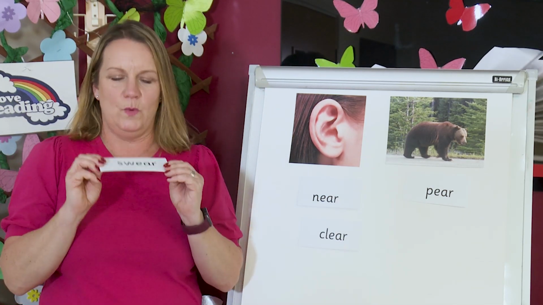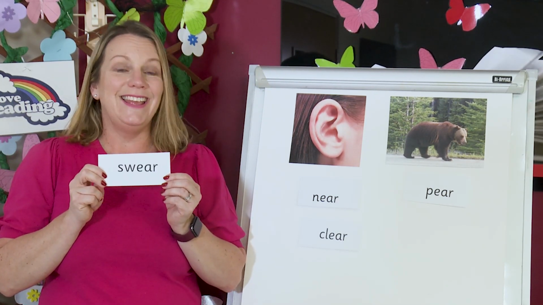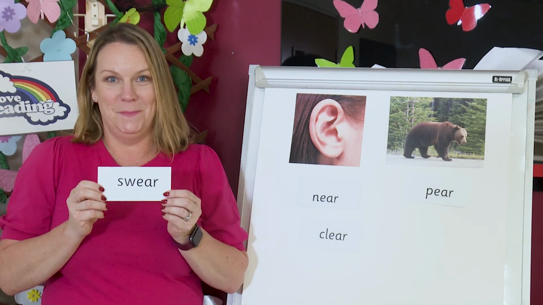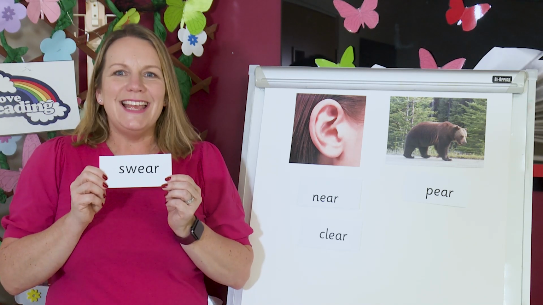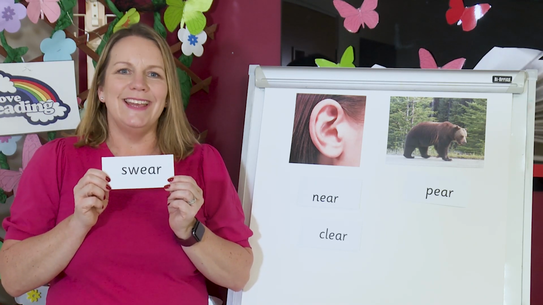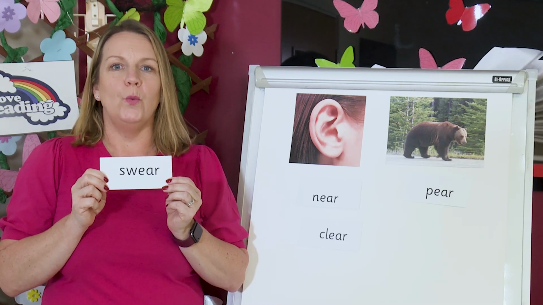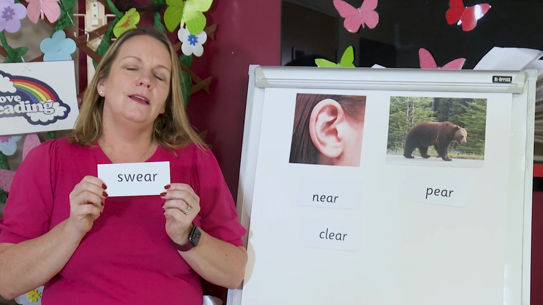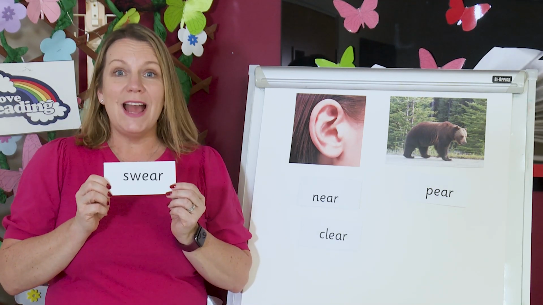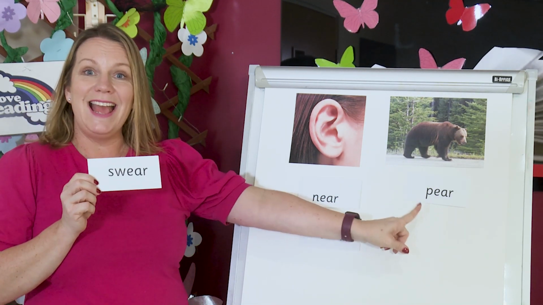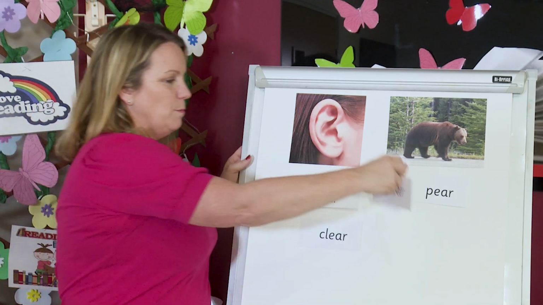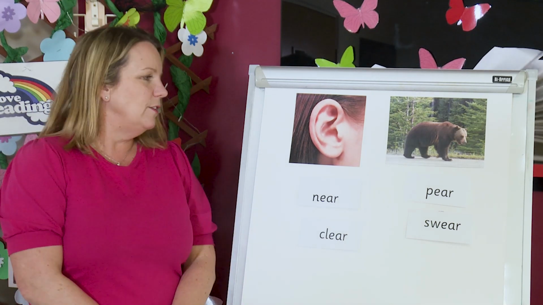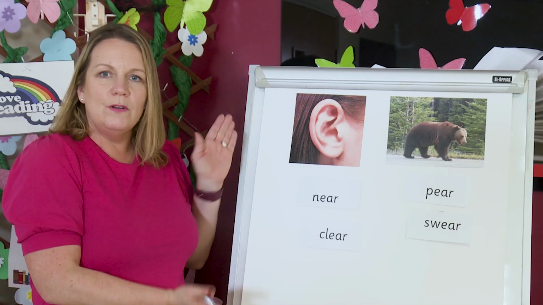Okay, here's our last one. Read the word. Ear or air? Help me work it out. Is it ear or is it air? Where should I put it? Yes, it's swear. Swear has the sound air like in bear. So I'm going to pop it here underneath the bear. Well done. Brilliant job. We've sorted all of the words.